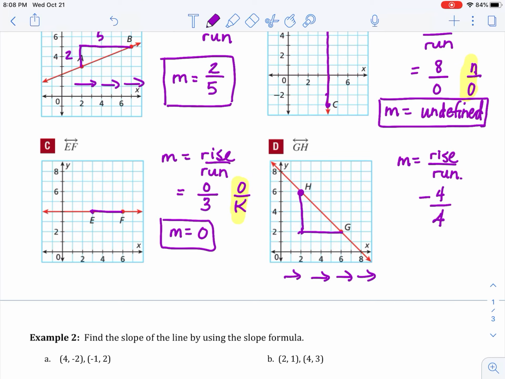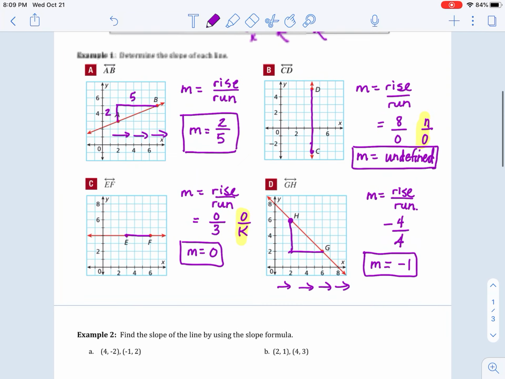So we went down 4 and to the right 4. And again, if you're going to go down instead of up, you're going to call that a negative rise. If we box that as the answer, the only problem with that answer is it should be simplified. So anytime you can simplify your answer, you should. And -4 divided by 4 is -1. All right. So that's your answer for that downhill slope there.